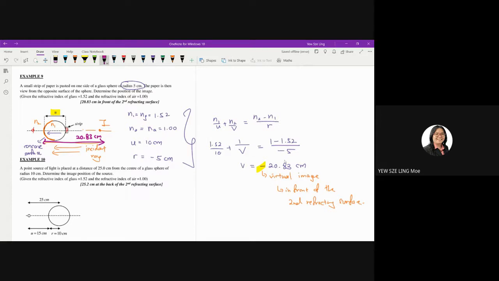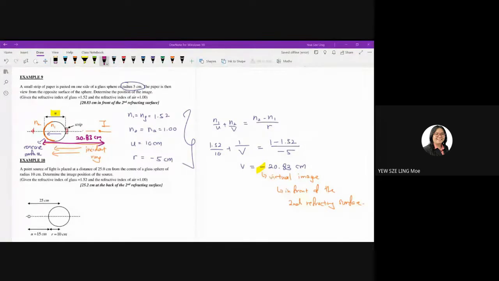All right, so I give you 2 minutes to write it down. And if you are done, then you may try example 10 first. Example 10 is very similar to example 8. The object undergoes refraction twice, and the question asks you to determine the position of the final image. So if you are done with example 9, you may try example 10 first.